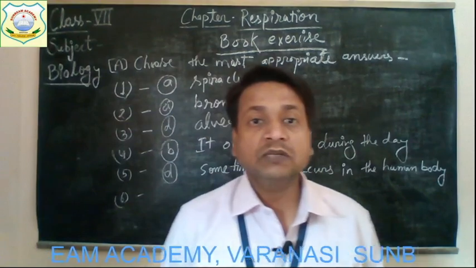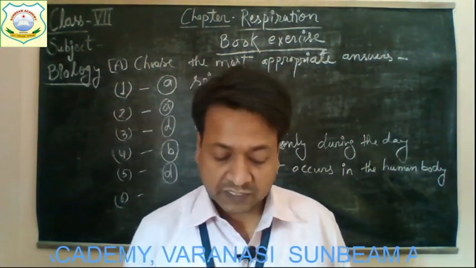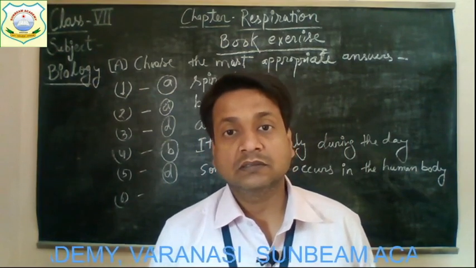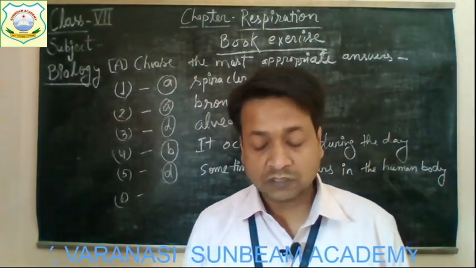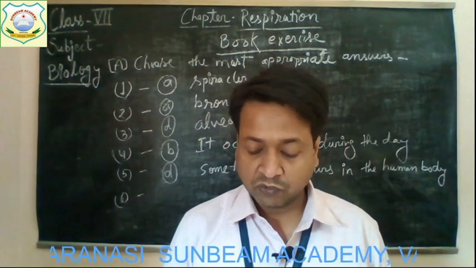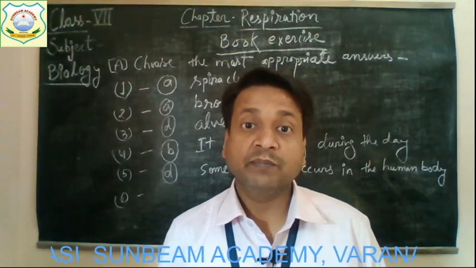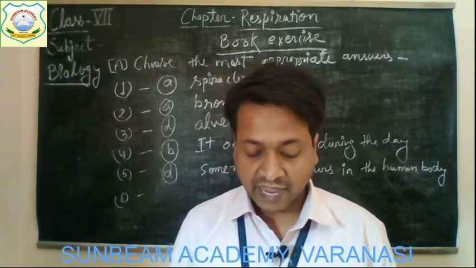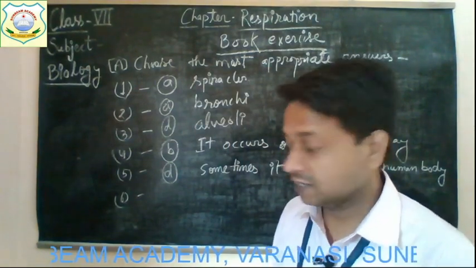Now, the question number 6. Exchange of gases in plants takes place through the, and the options are: first, stomata; second, roots; third, buds; and fourth, entire leaf surface. So children, remember that in plants, the exchange of gases takes place through stomata.